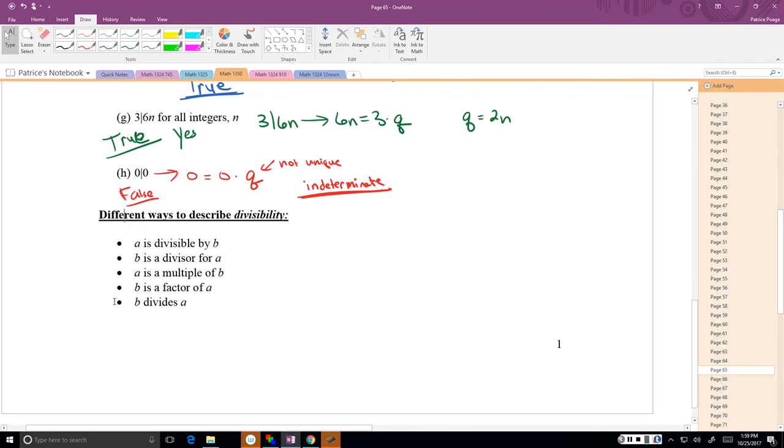So if I try to describe these with A and B, they get a little confusing, so I'm going to stick actual numbers in here. But divisible, divisor, multiple, factor, divides, we're going to talk about that. A divisor and a factor are the exact same thing. So, Laura, give me 2 numbers that are divisible by each other. Be a little more creative.